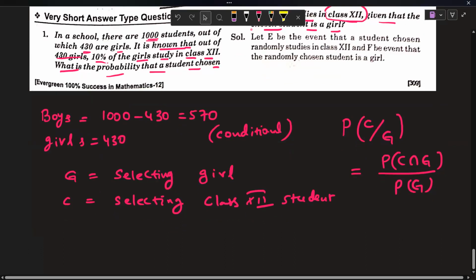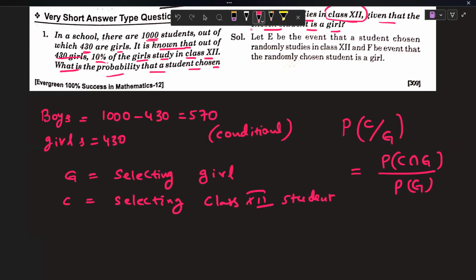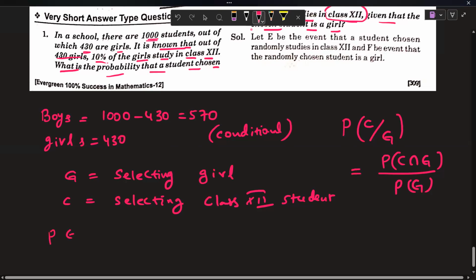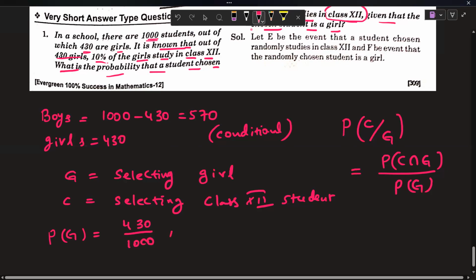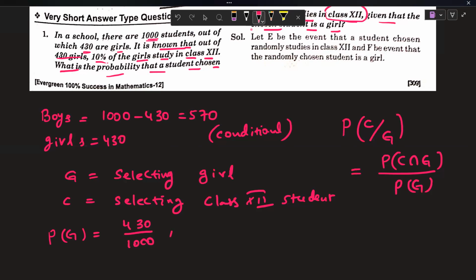Now we want to calculate these particular values. Okay, copy. So what is P of G? What is the probability for a girl student? 430 girls out of 1,000 students. That is the probability of G. What is the probability of C intersection G? That means class 12 student and is a girl.